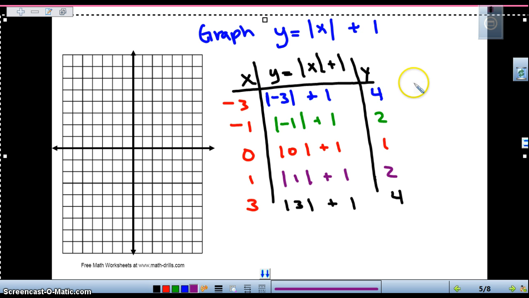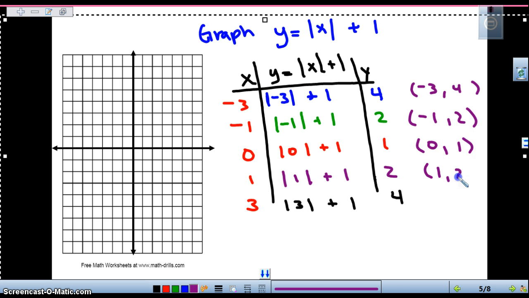On this side, I'm going to write each of my ordered pairs. So my first ordered pair is -3, 4, -1, 2, 0, 1, 1, 2, and 3, 4.